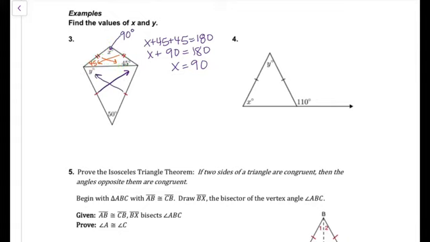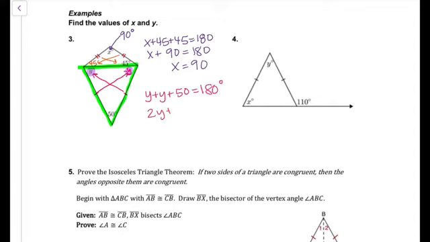I'm looking at that bottom triangle. I have two sides that are the same. So the two angles across from those sides are also going to be equal to each other. So one is y, the other is also going to be y. Now I have three angles in a triangle. One is 50 degrees and the other two match.